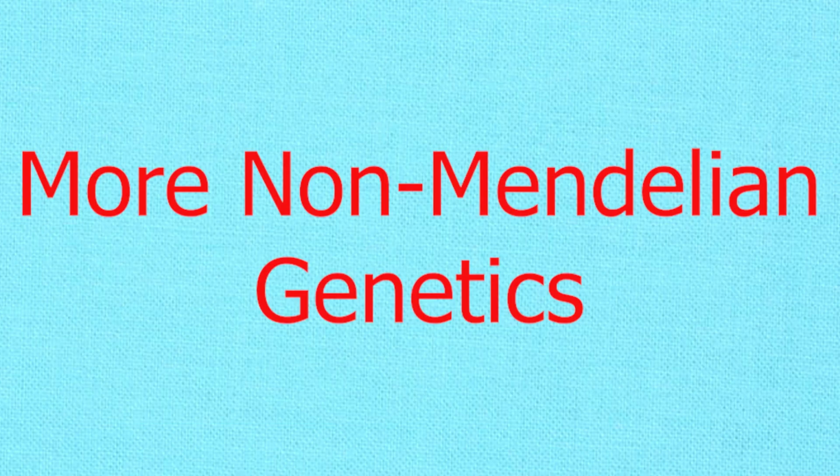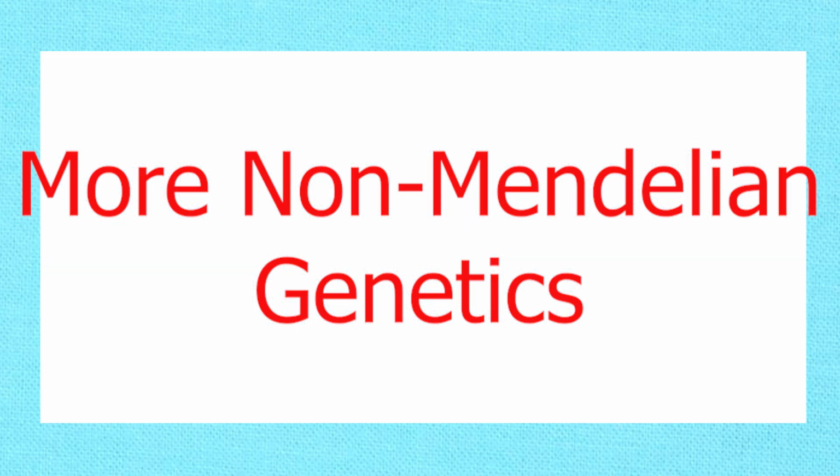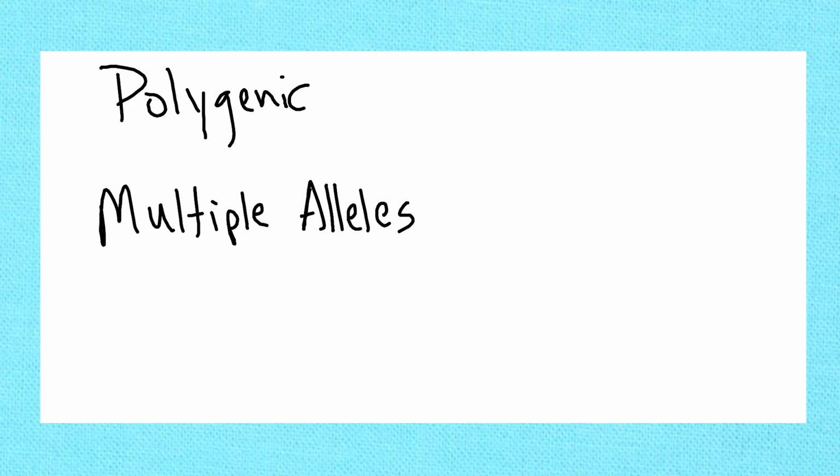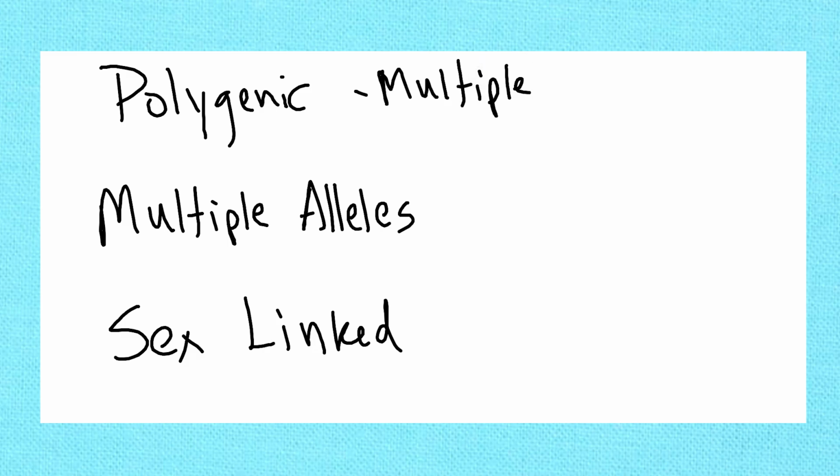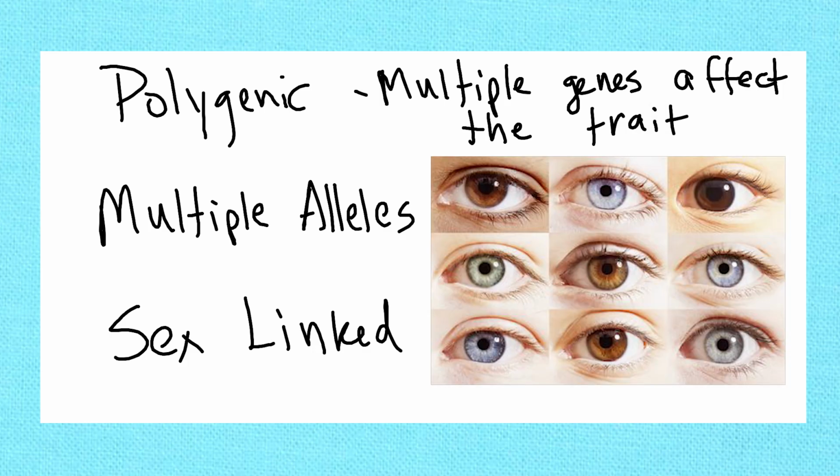So now we can get into a couple fun ones. The next three non-Mendelians we talk about are polygenic, multiple alleles, and sex-linked. Polygenic means that multiple genes affect the trait. For example, this is like eye color. Eye color isn't always going to be completely dominant, completely recessive. Sometimes you have mixes and matches. So multiple genes out of your DNA are actually going to affect that trait.